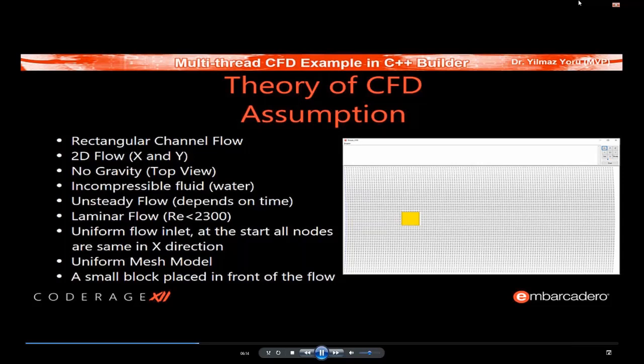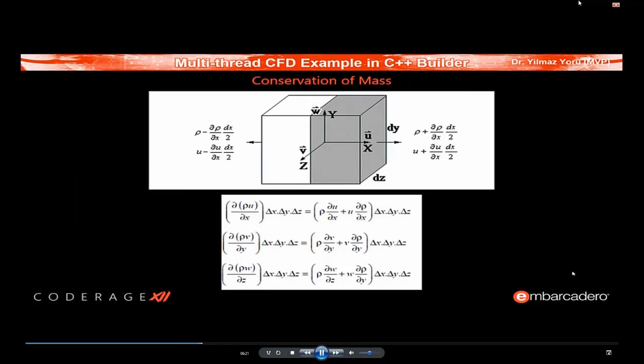Now I'm going to tell about the Navier-Stokes equations and how we use them in calculations. In the theory of CFD, the first equation is conservation of mass. These are those equations in X, Y, and Z directions. U, V, and W are velocities in the X, Y, and Z directions. We have two dimensions, so we're going to use only those two equations here.